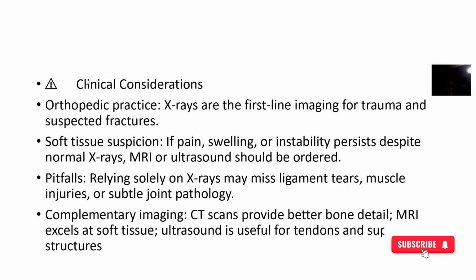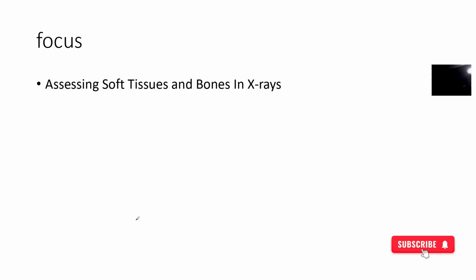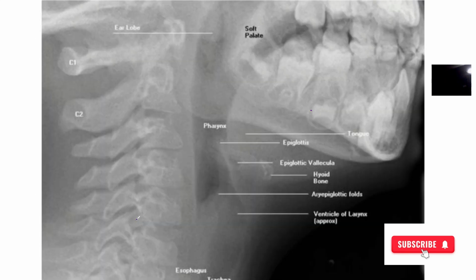So clinical consideration is, in orthopedic practice, X-rays are usually the first type of imaging that they will always ask you to do. So soft tissue suspicion, you just have to be guessing. So pitfalls: relying solely on X-ray may sometimes miss soft tissue injury. Do you understand? So sometimes you need CT scans or MRIs to have a very clear view of the soft tissues.